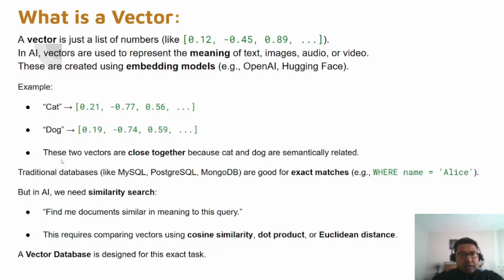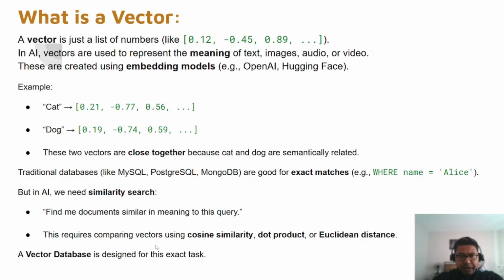Traditional databases like MySQL, PostgreSQL, MongoDB are good for exact matches, e.g., where name is equal to Alice. But in AI, we need similarity search: find me documents similar in meaning to this query. So these kinds of searches are only possible with vectors.